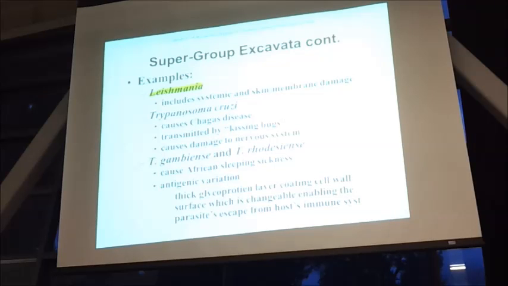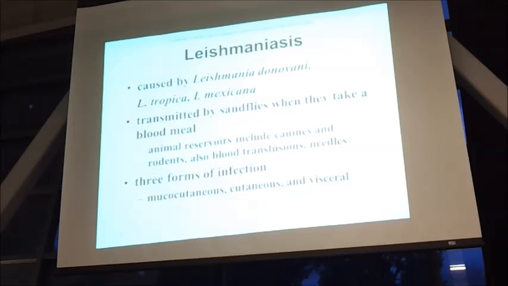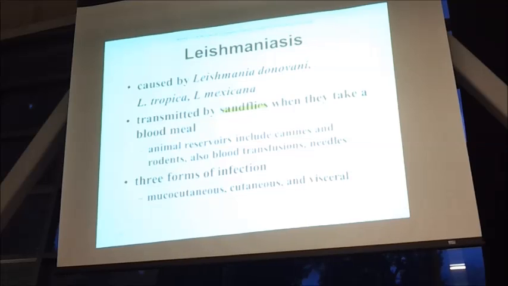But all over the rest of the world, 88 countries, about 12 million people in the world, about 1.5 to 2 million new cases every year of Leishmania, something that is definitely much more common in the Middle East. It's transmitted by little sand flies when they bite somebody. And there are 3 different forms of Leishmania: mucocutaneous, cutaneous, and visceral, with the visceral being the most serious form of it.